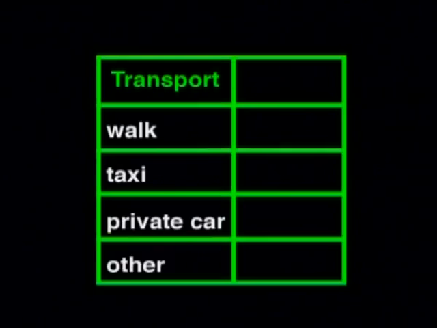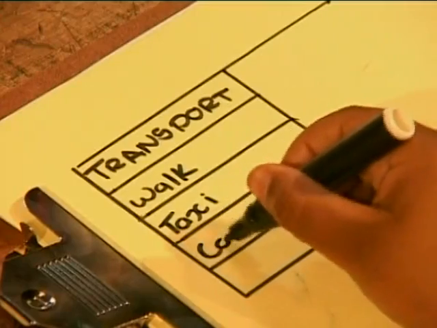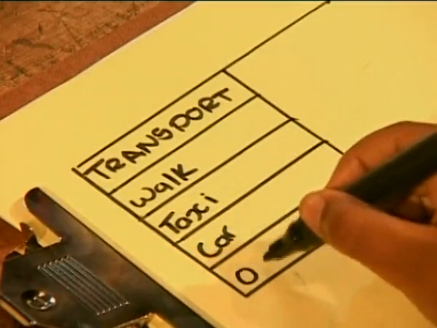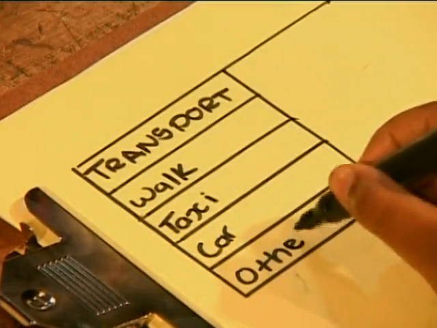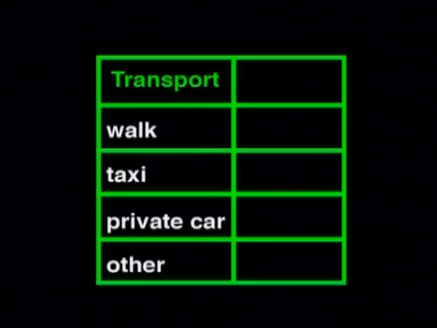A useful way to sort this data is to make a frequency table with columns. You could start with a list of the types of transport in the first column. Okay, I'll write walk, taxi, car, and other here. Now, do you remember how to make tallies? Is that where we make a mark for each thing we count? Well remembered. So let's make another column for the tally of each type of transport.